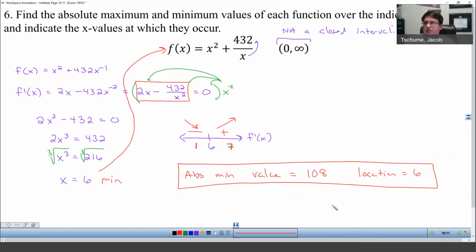And if it does ask for the absolute max on this problem, there's not one because there's just not one. It's not a closed interval, so you're not guaranteed to have both. You only have one extrema, so it has to be an absolute min.